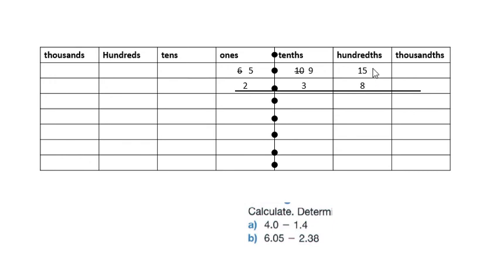So if I have 15 hundredths and I remove 8 of them, I'm left with 7 hundredths. If I have 9 tenths and I remove 3 of them, I'm left with 6 tenths. If I have 5 ones and remove 2 of them, I'm left with 3 ones. So 6.05 subtract 2.38 equals 3.67.